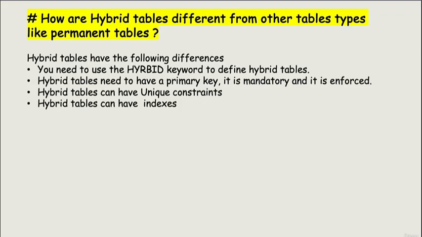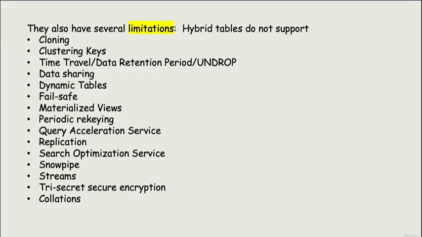The third thing is that you have the option to have unique constraints on a hybrid table. It is not mandatory, but you can choose to have that if your use case requires unique constraints. And also you can have indexes on hybrid tables if you want to improve the retrieval performance of your hybrid table. Along with these advantages or features of hybrid tables, there are definitely some limitations, and we need to look at those limitations. The limitations that hybrid tables have are as follows.